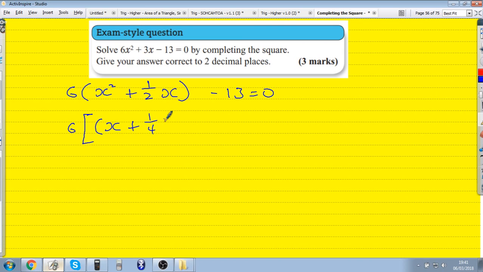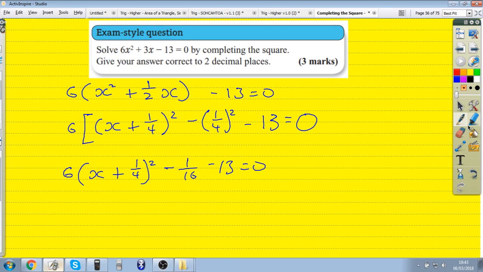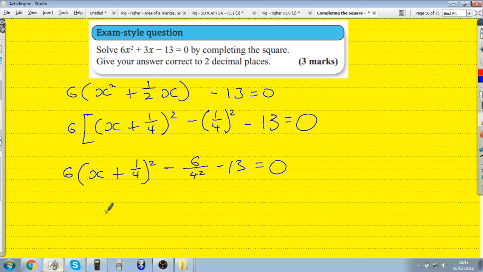Oh, I'm sorry. You're absolutely right. You multiply it by 6. Sorry. So it's minus 6 over 4 squared. Yes. And then we minus 13 from that. Minus 6 over 4 squared, yep. So then minus 13 is minus 43 over 4. Okay.